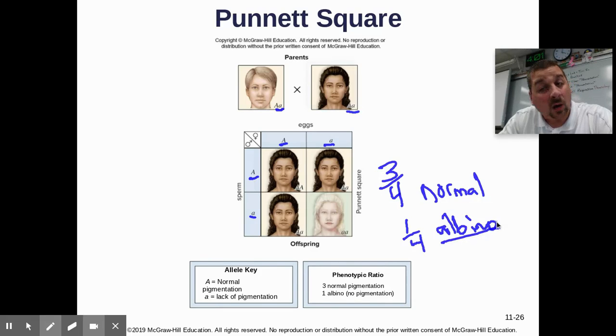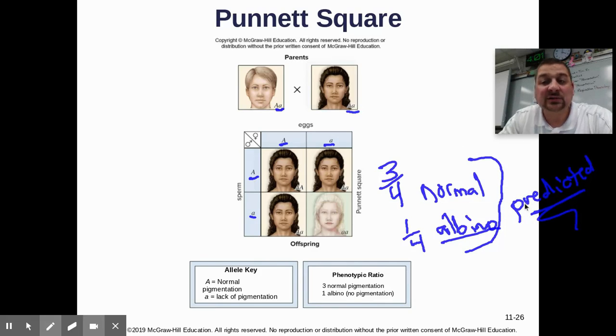Is that what we always see? Nope, this would just be predicted results. And when we do our genetics lab in class, you'll see that our actual results don't always match perfectly our predicted results because of the laws of probability and the laws of chance.